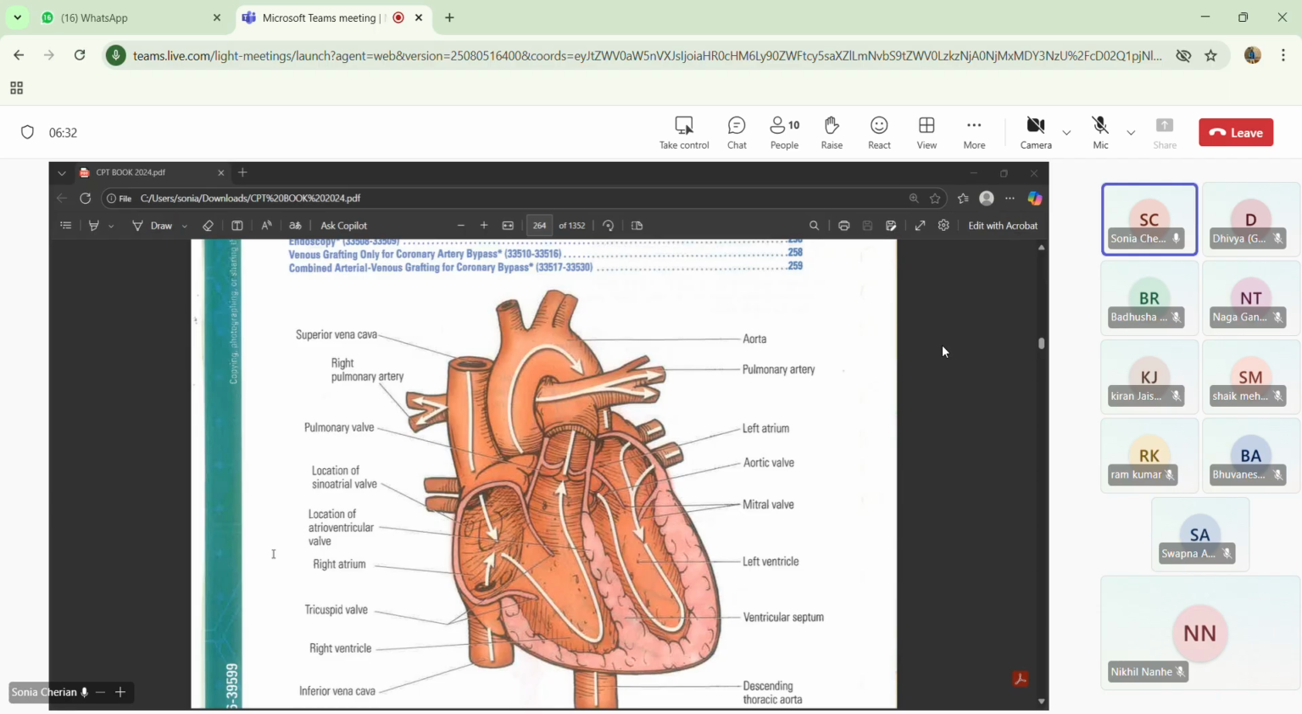So epicardium is the answer, but she said pericardium. It's actually right too. Why? Because epicardium is one layer of the pericardium, right?